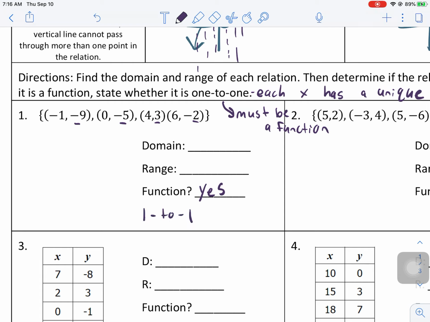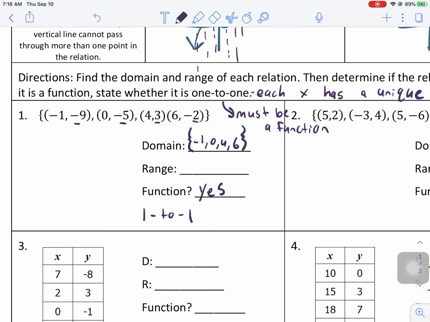When we're writing the domain, when it's points like this, this would be discrete because it's just a bunch of random points. We would use a curly bracket, and we would say all of the x values for the domain. So -1, 0, 4, and 6. Close the curly brackets.